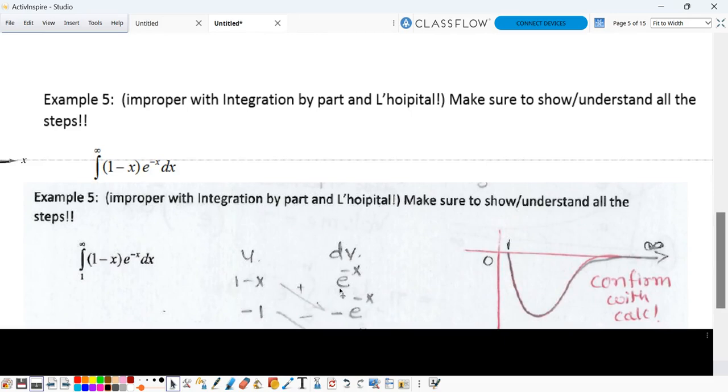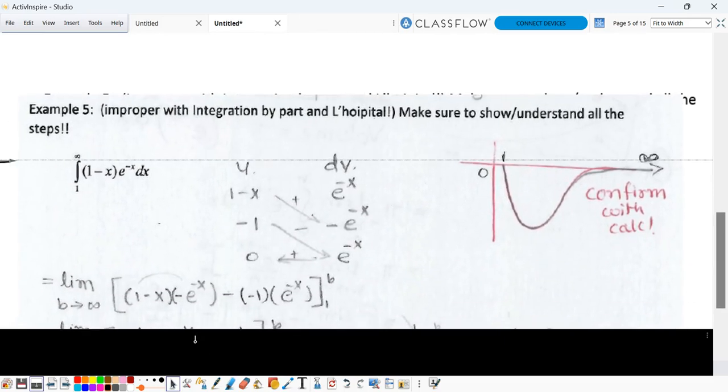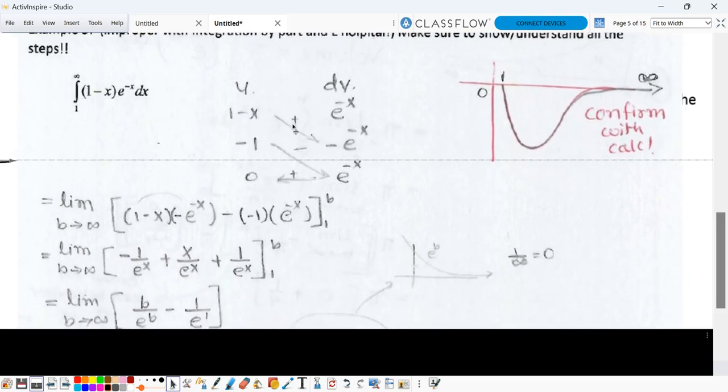So first of all, the choice of u and dv. u is 1 minus x, dv is e to the negative x. Derivative of 1 is 0, derivative of negative x is negative 1. Antiderivative of e to the negative x is negative e to the negative x. Keep finding the antiderivative in this column, keep finding the derivative in this column, and then you build the expression. So this is a really cool example where we do the improper integral with integration by parts.